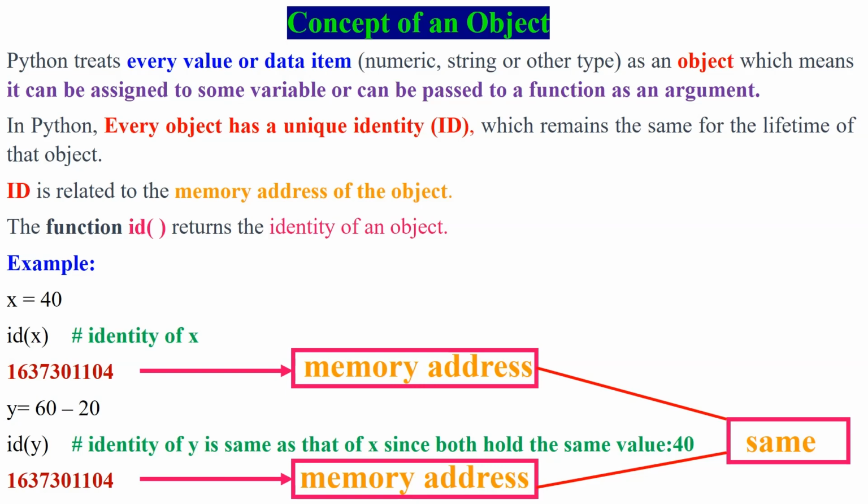For example, x equals 40. ID of x is 1637301104, which is the memory address. Now, y equals 60 minus 20. ID of y is 1637301104, which is the memory address. The memory address or identity of y is the same as that of x since both hold the same value, 40.